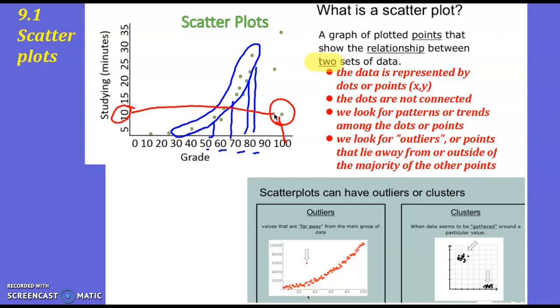Another example of an outlier can be seen looking at this graph down here. This one dot is farther away from the main trend of dots moving upward. If you have a whole group of dots together on a graph, that is called a cluster. That's when several dots are just gathered around one particular value. So let's take some time and look at some of the patterns that can happen when we analyze a scatter plot.